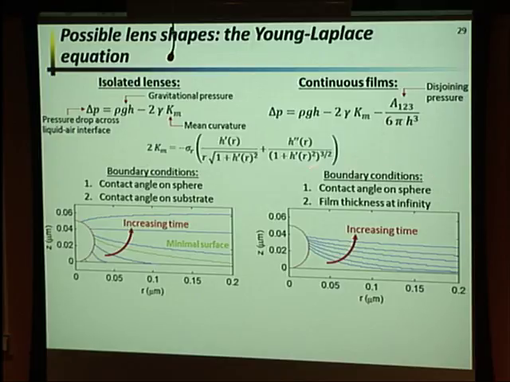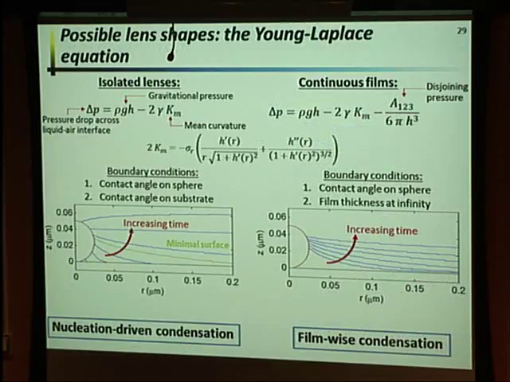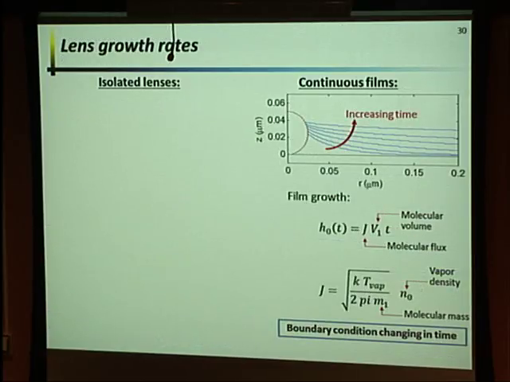And in this case, our boundary conditions, again, we have two boundary conditions. They're slightly different. One is still the contact angle on the sphere, and the other boundary condition is this film thickness at infinity, because there's no contact between this film and the substrate at a specific point. So these two types of lenses are nucleation-driven. You can think of this as being small droplets and film-wise condensation.